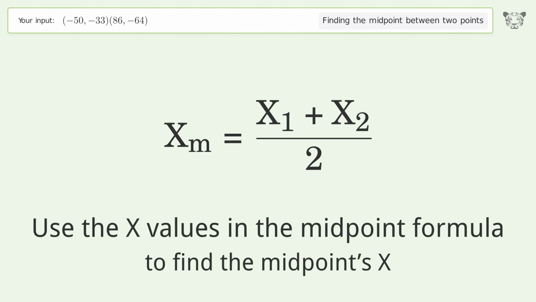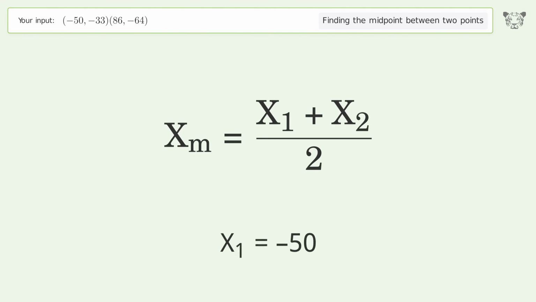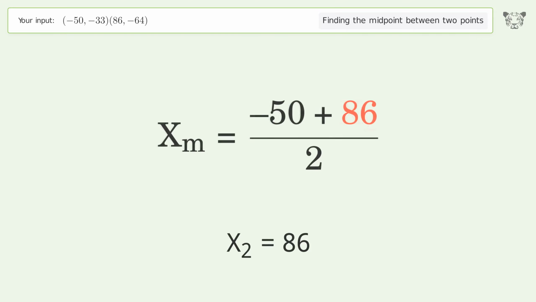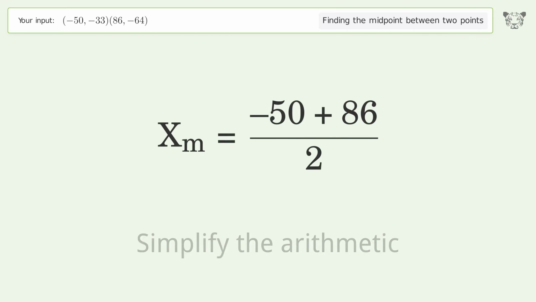Use the x values in the midpoint formula to find the midpoint's x. x1 equals -50. x2 equals 86. Simplify the arithmetic.